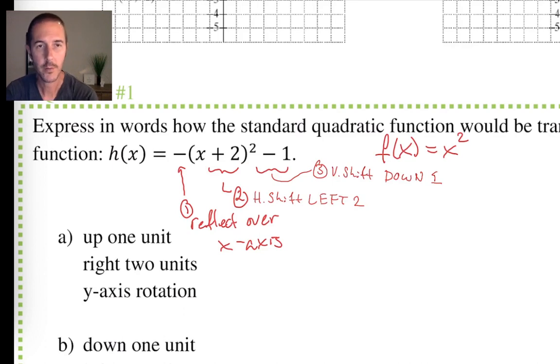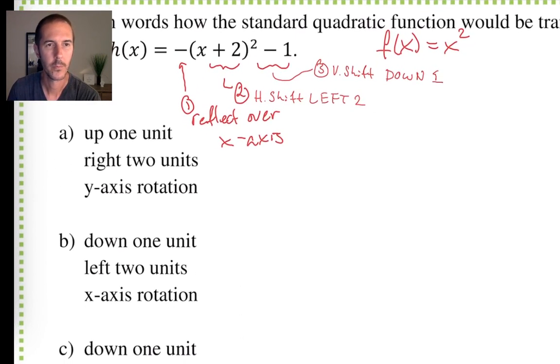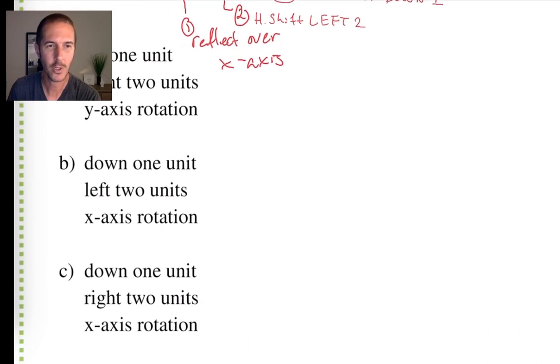This one outside the function is intuitive. It says -1. It's going to move us vertically down 1 unit. So it's a vertical shift in the negative direction. Down 1 unit, left 2 units, x-axis rotation.